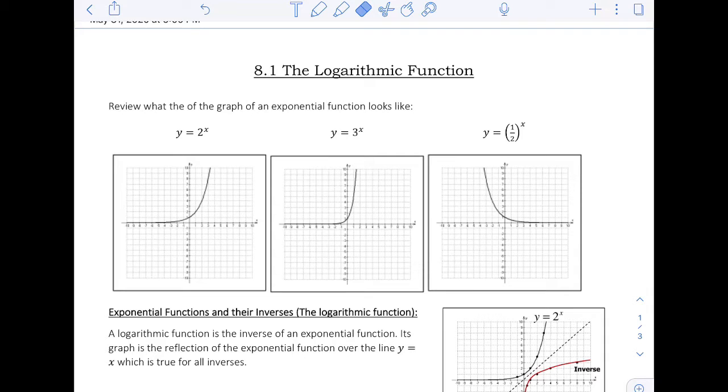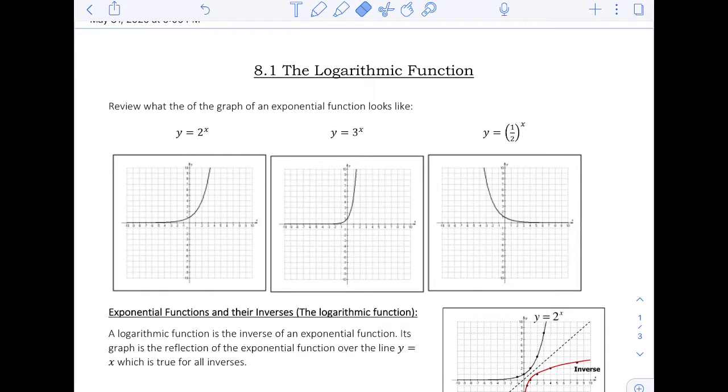Hey everybody, today what we're going to look at is the logarithm function. Now you might have been introduced to this one in grade 11 by your teacher, maybe not, but we're going to go through it all right now. So basically what a logarithm is, it's the inverse to an exponential function.